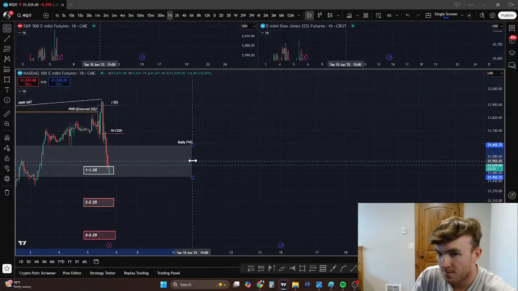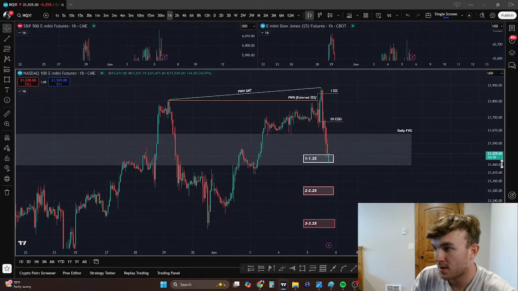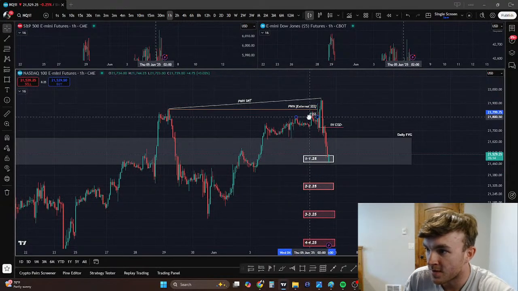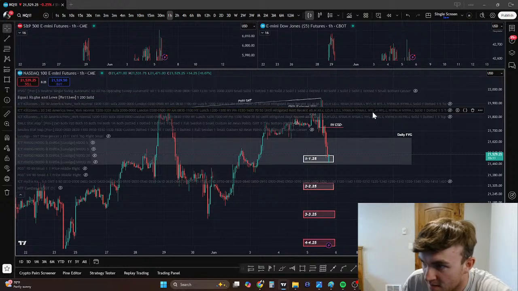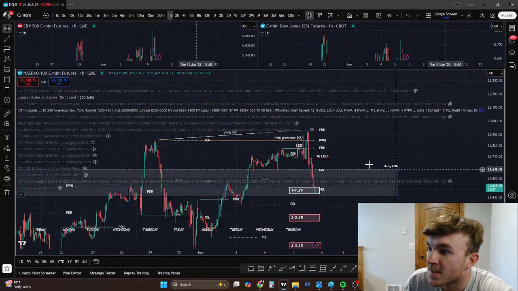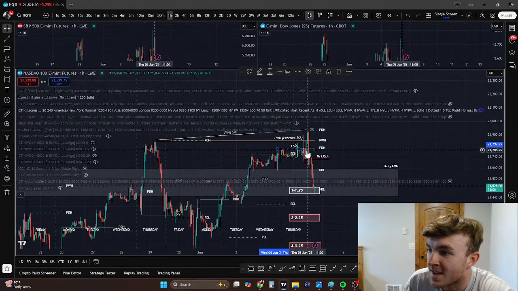Daily fair value gap. Honestly, this is more of the internal sweep. And what was this anyway? Previous day's high. Oh, that's nice. I'm not gonna lie.